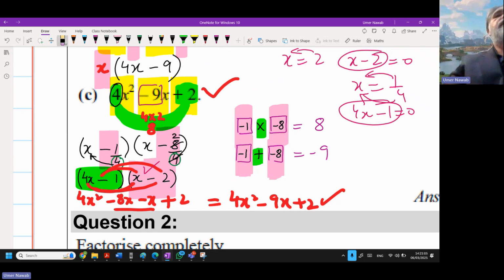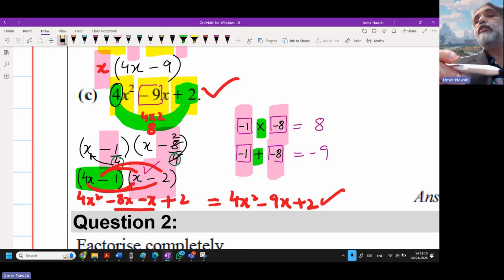But there is no need, guys, to check your factorization answers from a calculator, because normally we use it when we solve quadratic equations. Okay, guys. So now we move to the next question.